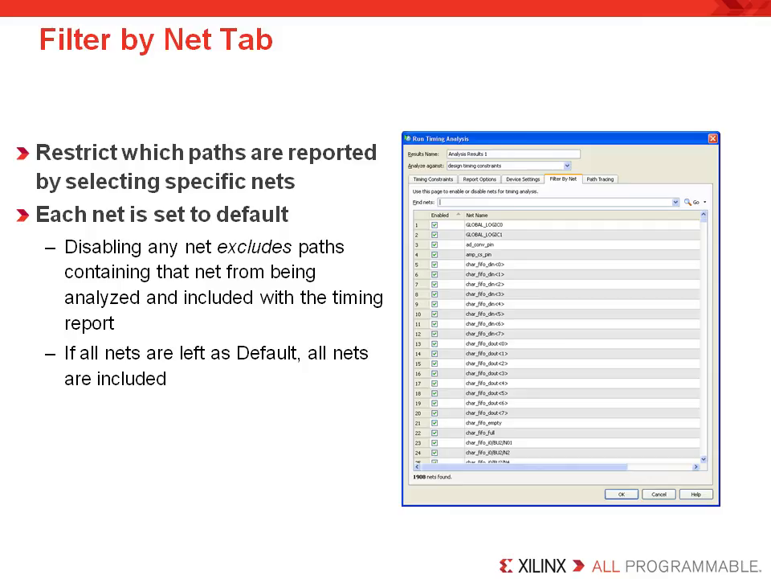The Filter Paths by Net option restricts which paths are reported by allowing you to select specific nets with this GUI. Each net can be disabled or enabled by the user. Disabling any net excludes paths containing that net from being analyzed in a timing report or being reported. All nets are included by default with the design, with the timing report options as you see here.